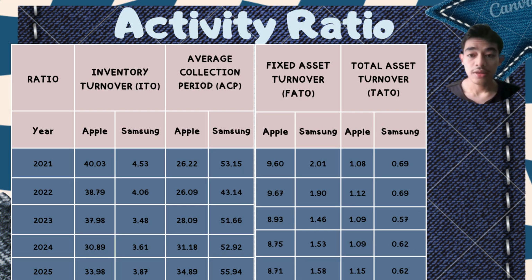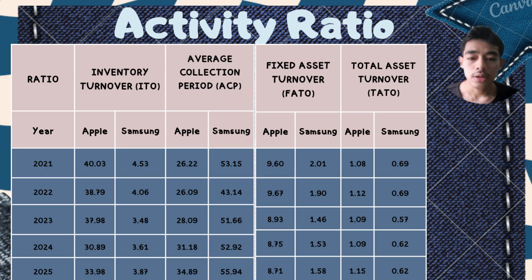Net activity ratio. The data highlights a massive gap in operational velocity. Apple utilized an asset-light, outsourced manufacturing model. This allowed them to maintain an exceptionally fast inventory turnover of 33.98 times and a short collection period of 34.89 days in 2025. Samsung conversely relies on heavy internal manufacturing and direct ownership of factory hubs. Consequently, they operate on a much longer inventory and collection cycle.